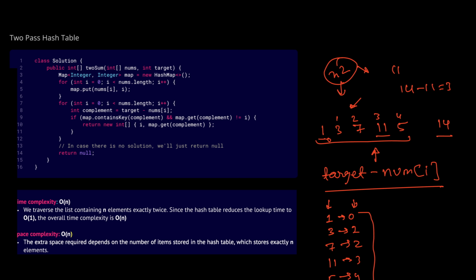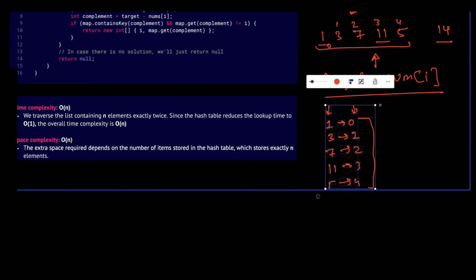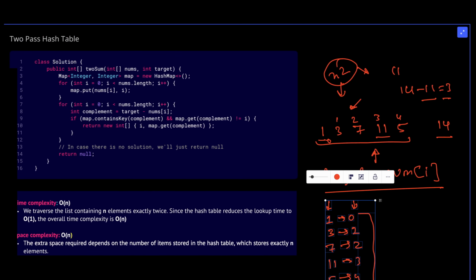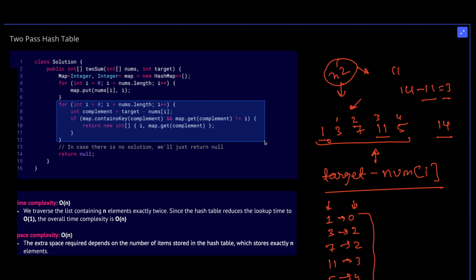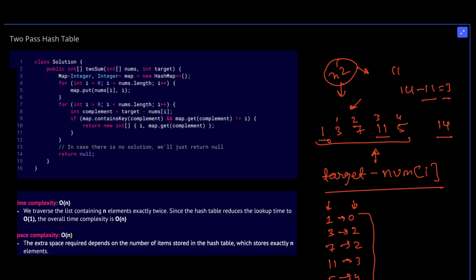Here we already know the index of 11, and we already know the index of 3 from the map, so we can return that. Okay, look at how the code works. We built a map where we store the number and their indices. In one pass we stored all these numbers which we have here, right? In the second for loop, we are just checking whether the complement number is present in the map or not.